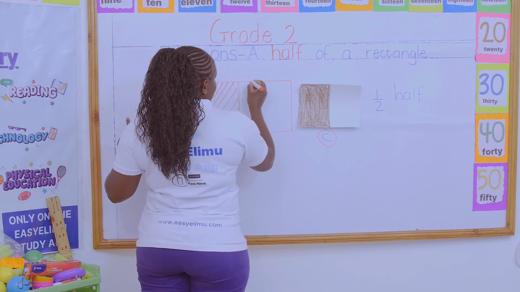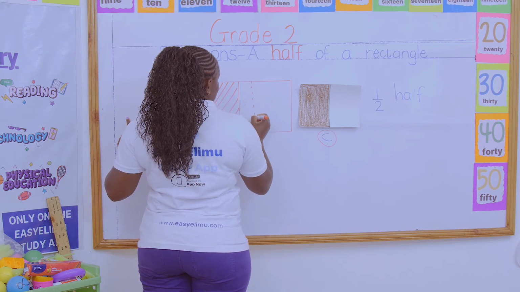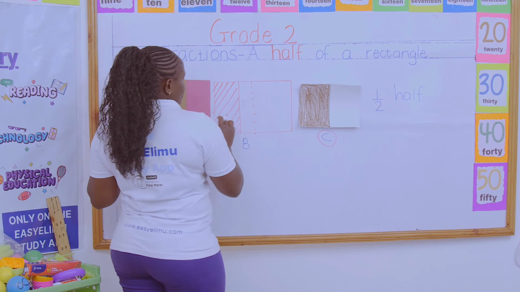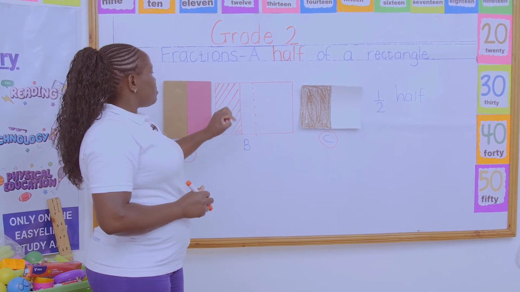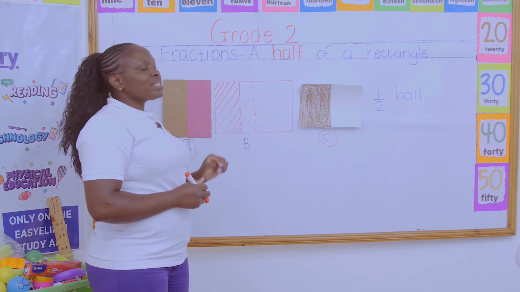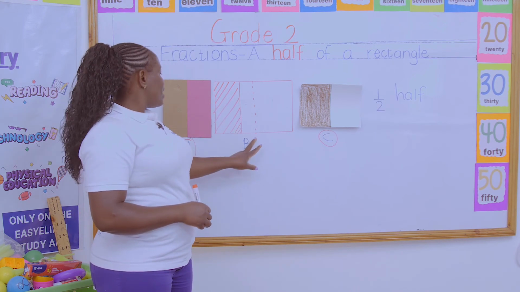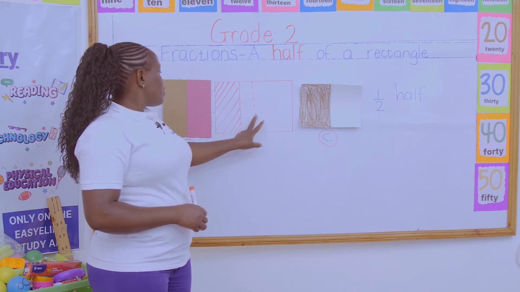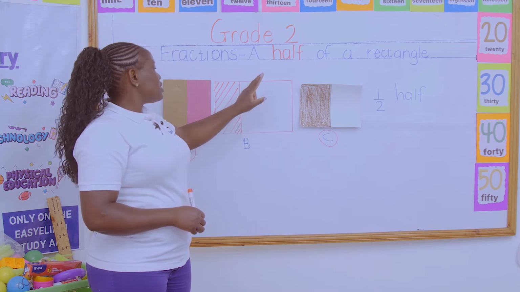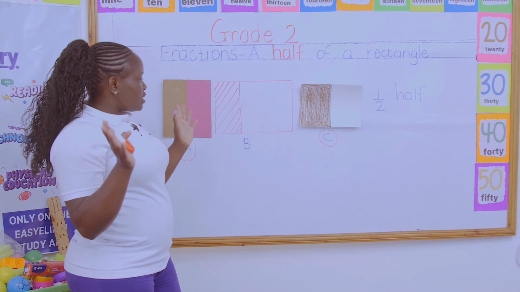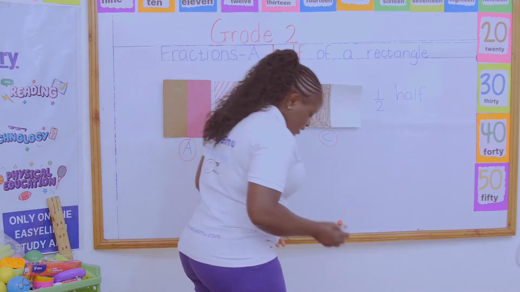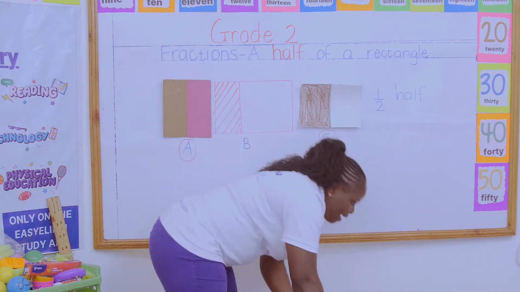The half of this rectangle is here. But now, because maybe this one was very gluttonous, she decided to take the bigger part and give the brother the smaller part. That is why B cannot be equally distributed. And we're talking about a half as an equal thing. The two sides should be equal. And that is what it means by a half.